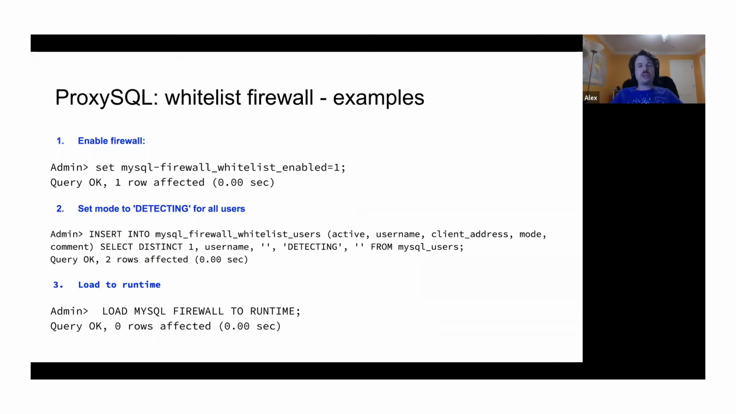Here are some examples. If we want to enable the firewall, again, we're using the ProxySQL admin interface. We will just set that. We can set the mode to detecting or to protecting, for all users or for specific users. And this load to runtime is how we save the configuration in ProxySQL.